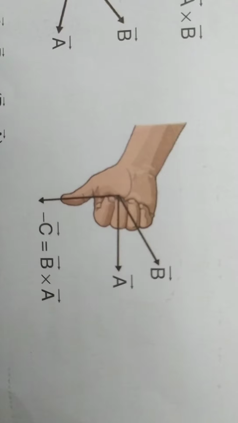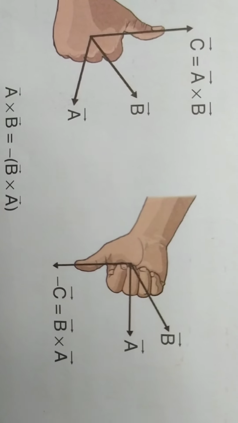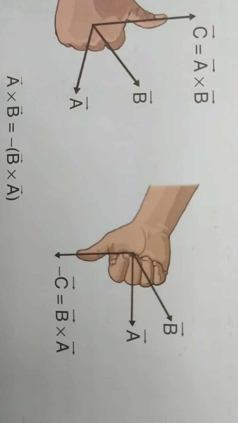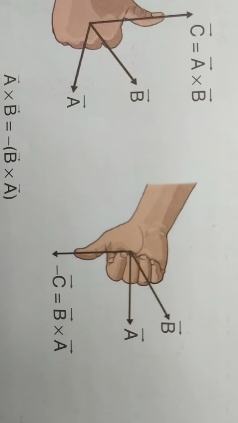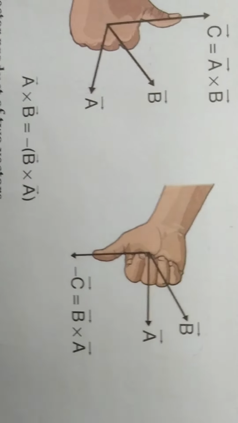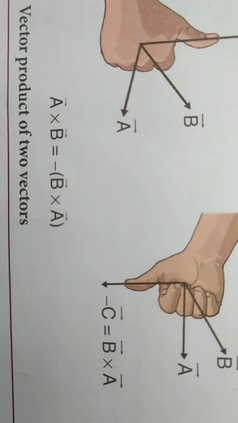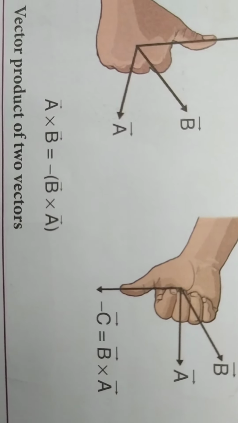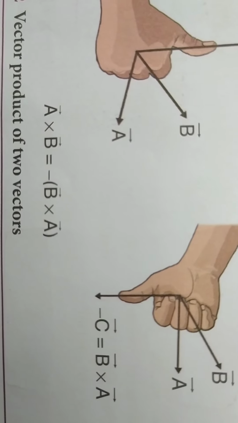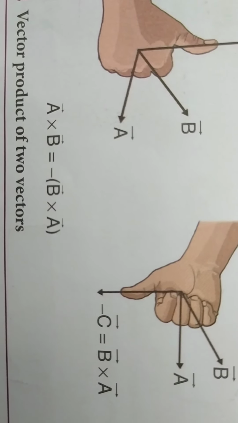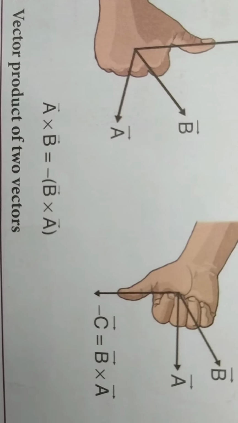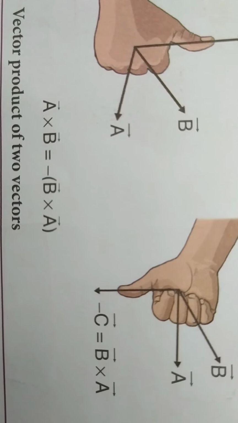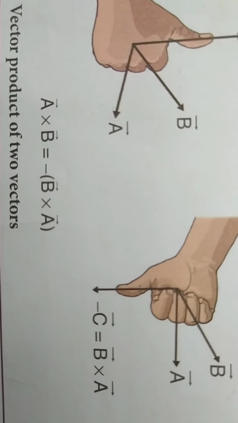From these two you can say that it does not follow the commutative law. When you change the order, the result will have the negative sign. That is, a vector cross b vector is equal to minus b vector cross a vector. So this is about the vector product. So in the vector product, you should use sine instead of cos theta, you should write ab sin theta n cap.